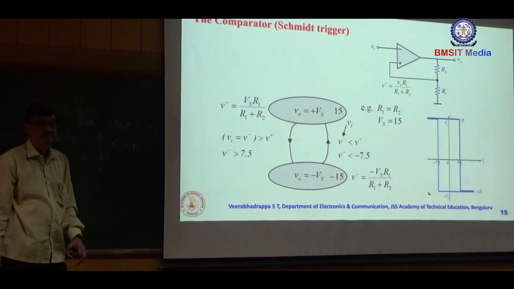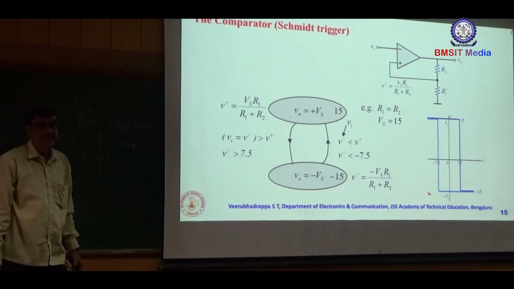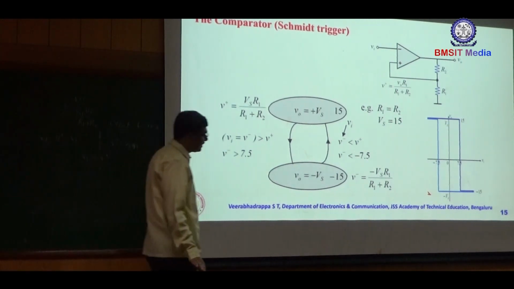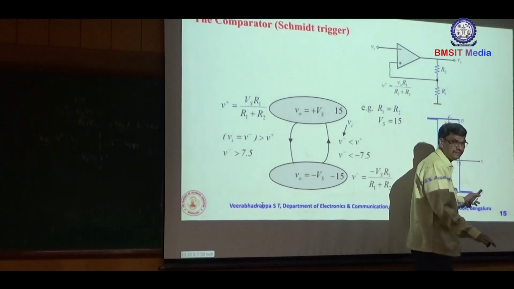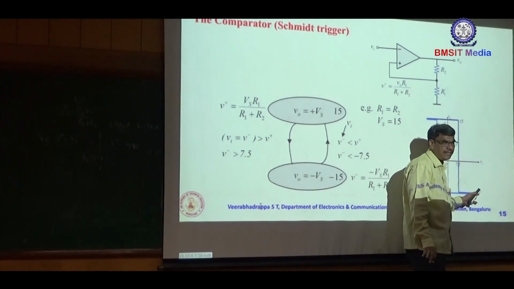UTP, the upper threshold point of the voltage. Is this point clear? If you further increase the input, the output maintains the level of negative saturation.